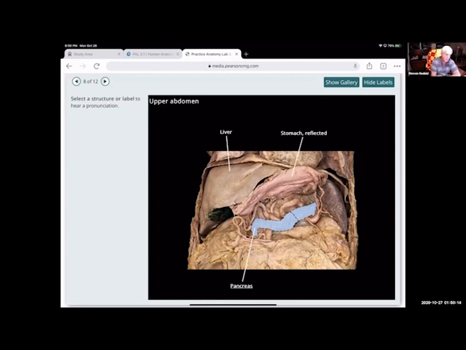You see this organ right here, where the circle is? What's that organ? Remember, the tail of the pancreas extends all the way to this organ. It's the largest lymphatic organ of the body. What would it be?